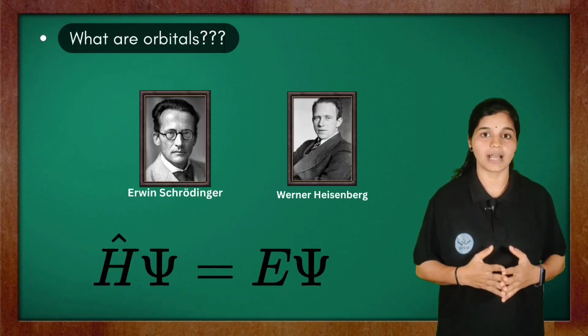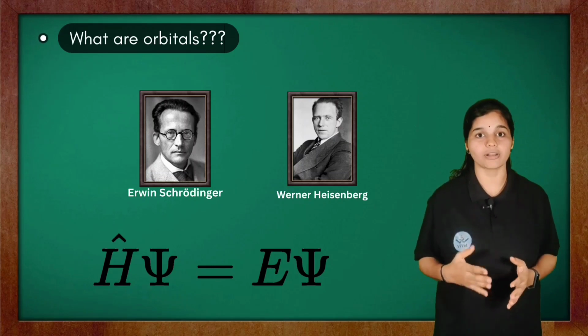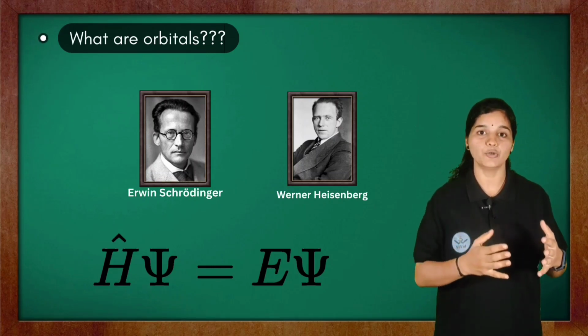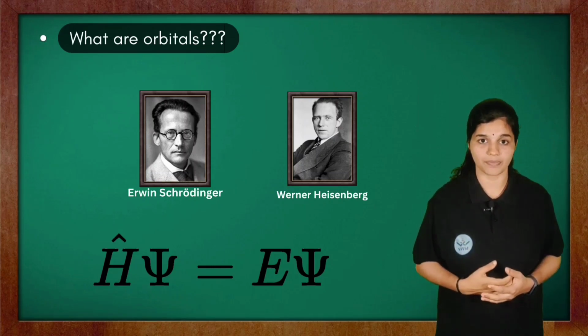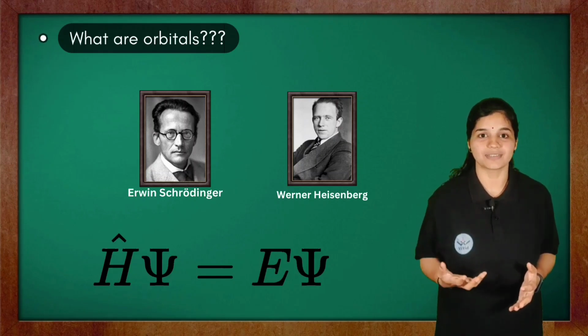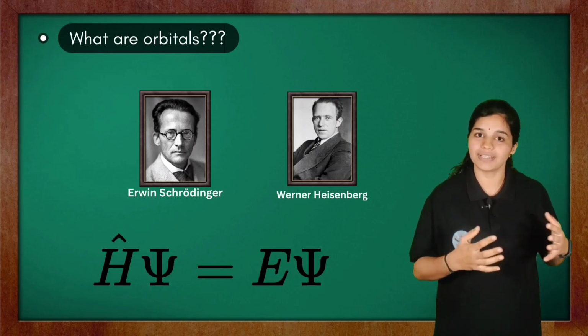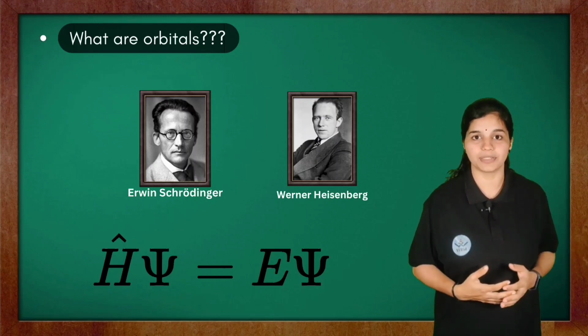Atomic orbitals are identified or differentiated by knowing their quantum numbers. What are these quantum numbers? We will discuss the quantum numbers in a while.